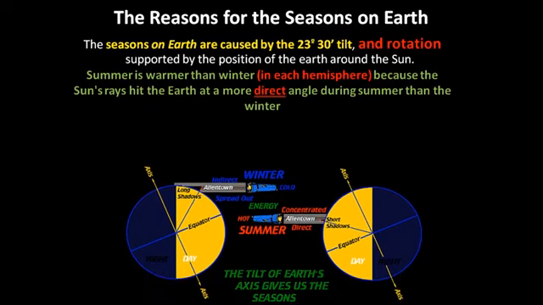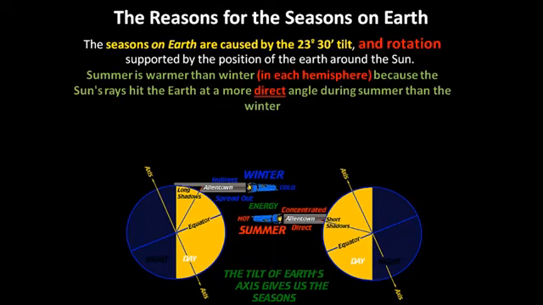Now we learn the reasons for the seasons on Earth. This one is a very important topic in motions of the Earth. The seasons on Earth are caused by the 23 degree 30 minutes tilt on its own axis. That is the inclination of the Earth and supported by rotation. It is also supported by the position of the Earth around the Sun.